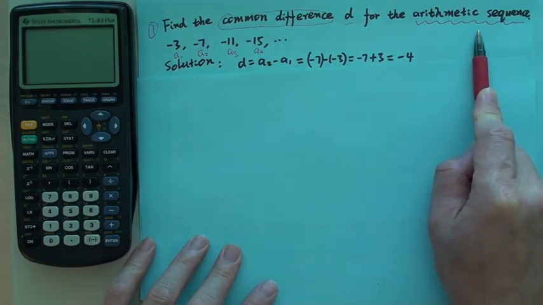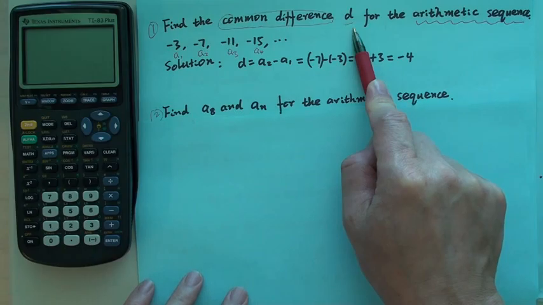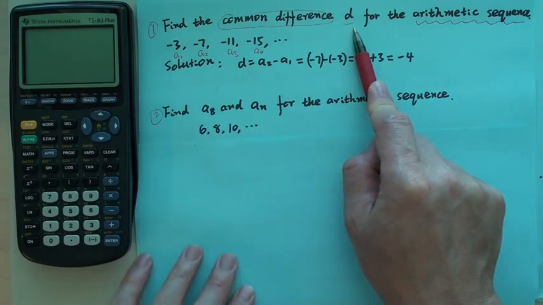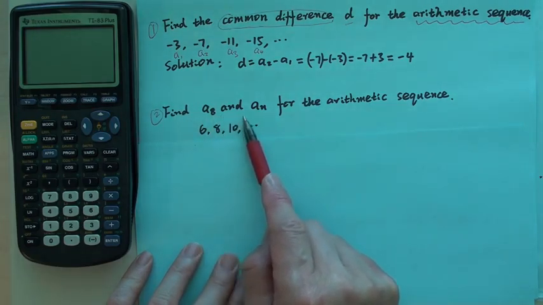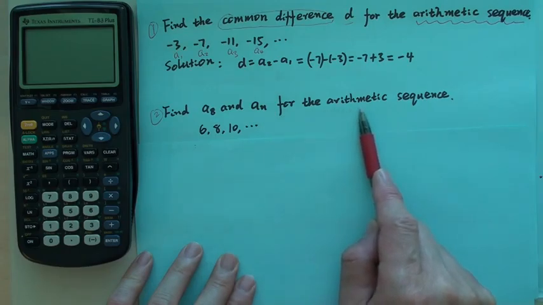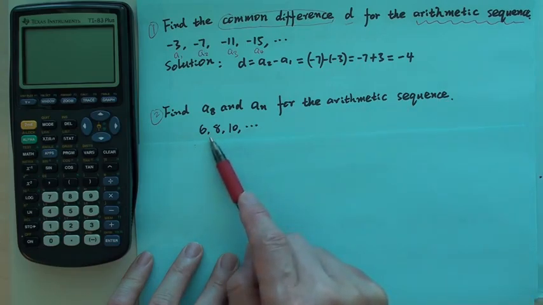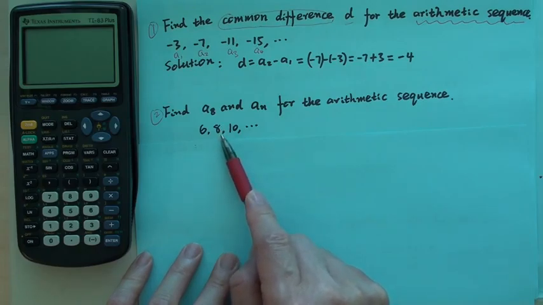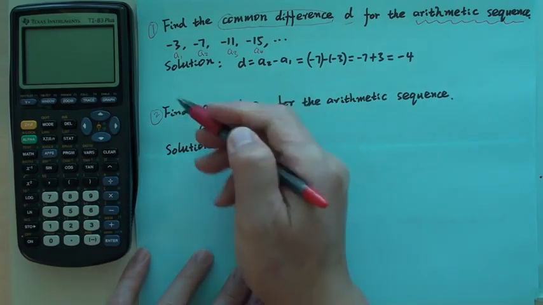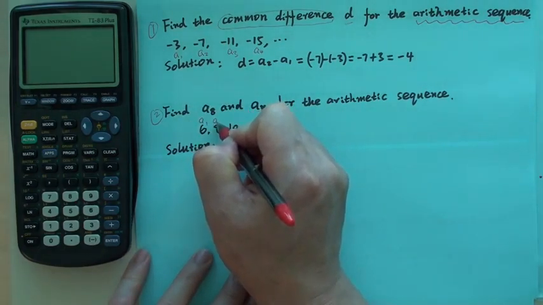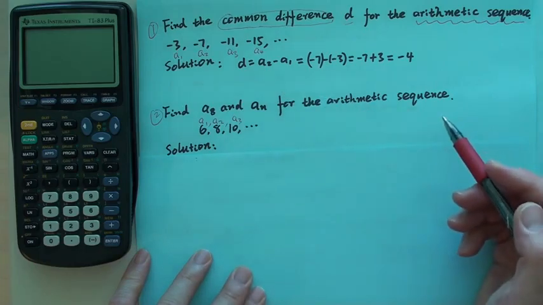All right. So the first one sounds easy, huh? Now let's look at the second one. The second one is: find the 8th term and the nth term for the arithmetic sequence. Down here we are given 6, 8, and then 10. So this is a1, this is a2, this is a3.